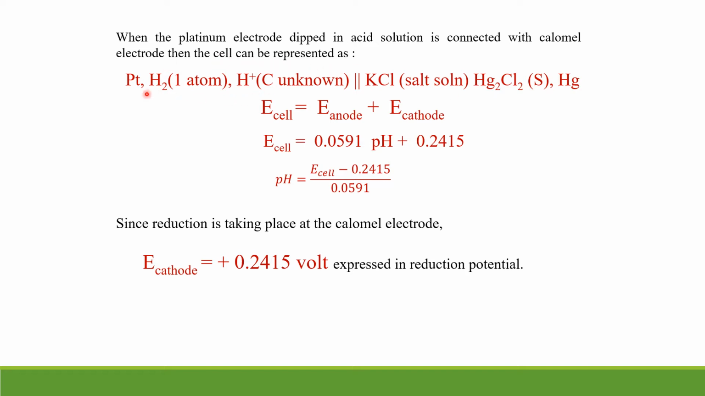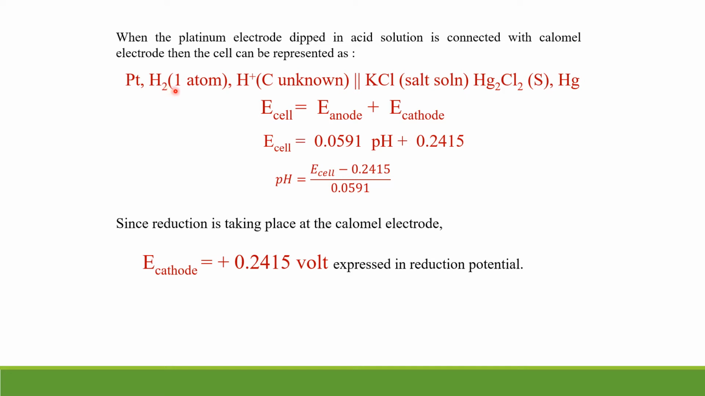So here you can see this is the platinum electrode. Sorry, this is the hydrogen electrode, because this hydrogen electrode makes use of a platinum rod. Here we have the setup of the hydrogen electrode, where there is a continuous bubbling of hydrogen gas at 1 atmospheric pressure, and the hydrogen electrode contains H plus ion solution whose concentration is unknown to us, and a platinum electrode is dipped in that solution of H plus ion.